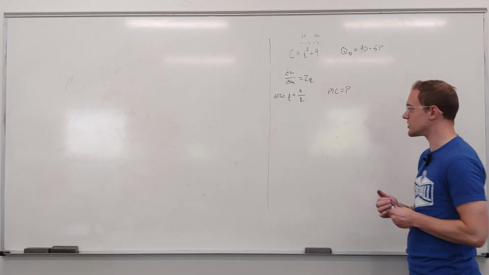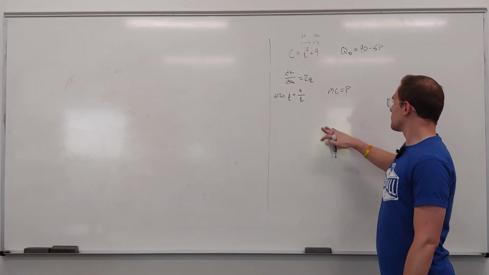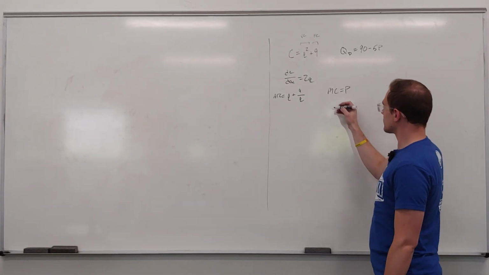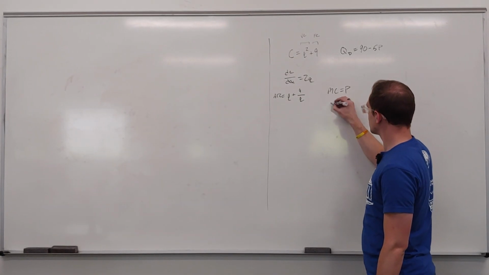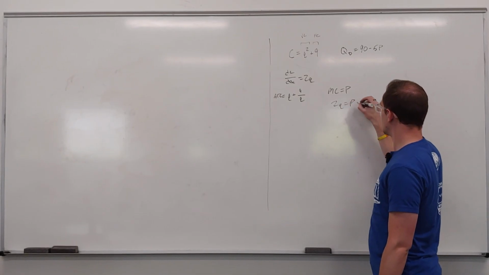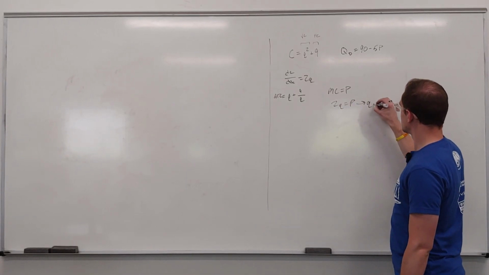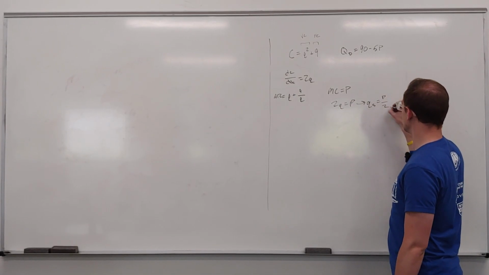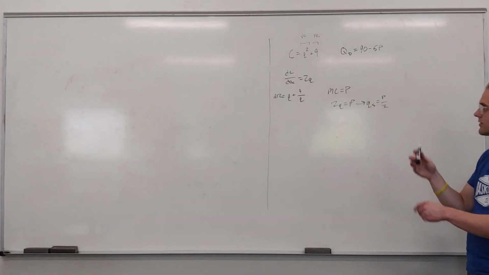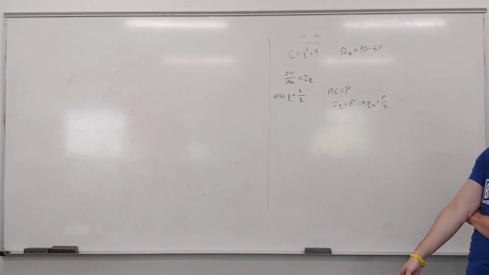We're assuming perfect competition, right? And so in that case, we can get a supply curve. So our marginal cost, 2Q, is going to equal the price. Therefore, our short-run supply curve is going to be P over 2. There we go. We got a supply curve just from our marginal cost.